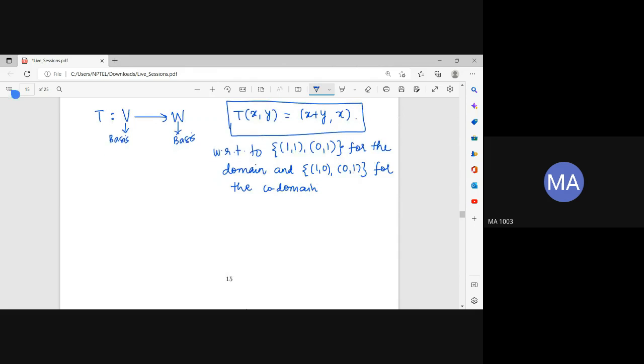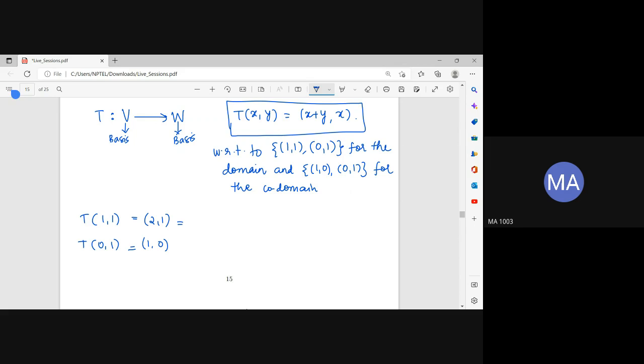Then what you will do is, you will first find out the images of the given basis vectors for the domain. You have a basis for the domain, take those vectors, find their images. What is T of 1, 1? 2, 1. What is T of 0, 1? 1, 0. Right. So now you have elements in R2, elements in the codomain, express these in terms of the basis for the codomain.